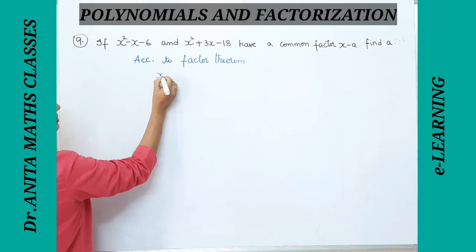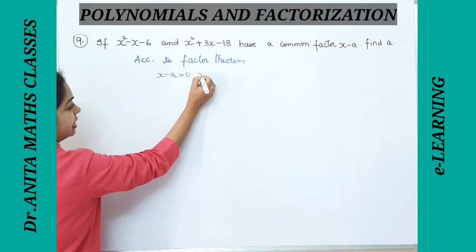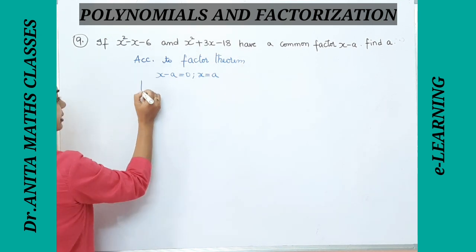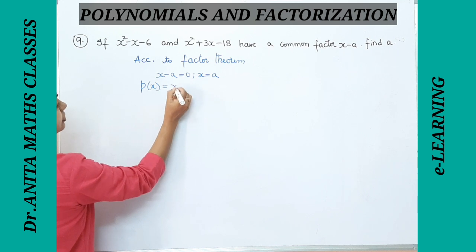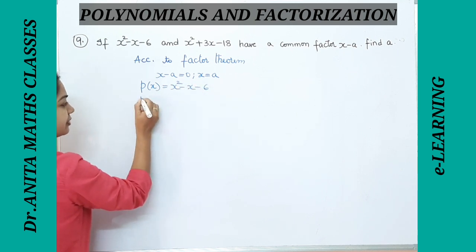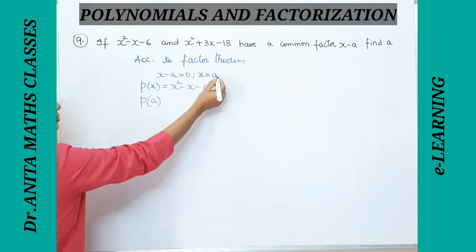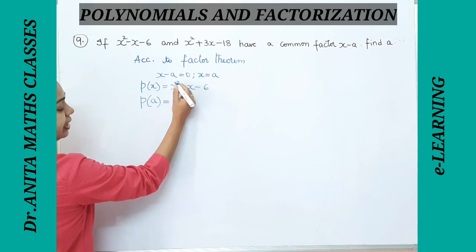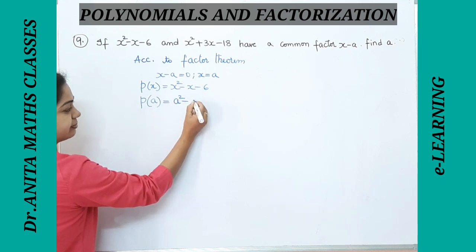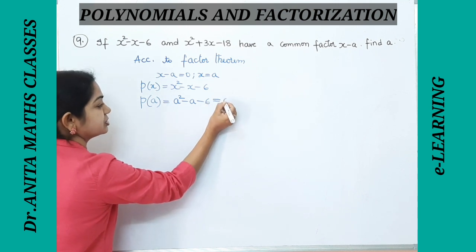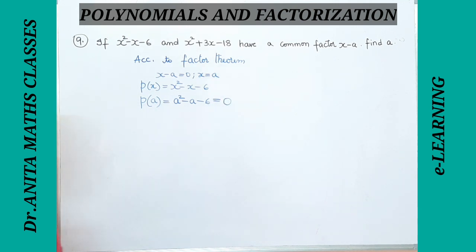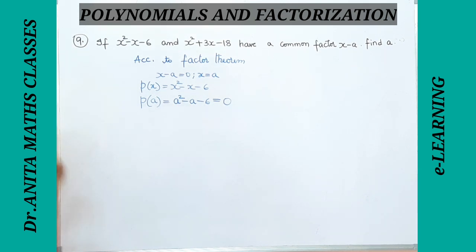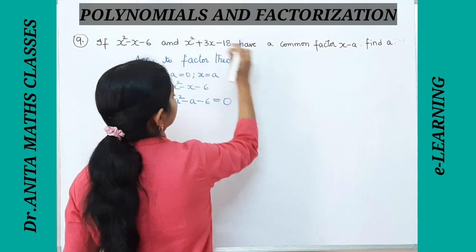Now x minus a equals 0, that means x equal to a. So to find a here, let me suppose p of x is equal to x square minus x minus 6. So I should get p of a equal to 0. I'll substitute this because it is given that it is a factor. So p of a is equal to, in place of x I have to place a, a square minus a minus 6, which must be equal to 0 according to the factor theorem. This is again a quadratic equation, and we will see the other also.